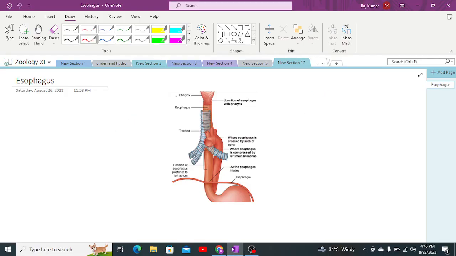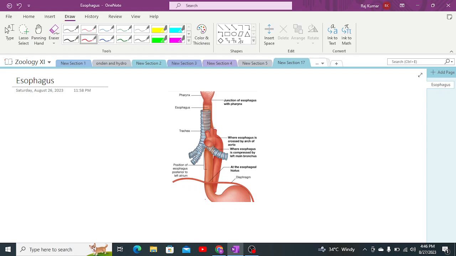What is the esophagus? It is basically a narrow, muscular, pipe-like structure which extends from the pharynx to the stomach. It acts as a pathway from the pharynx to the upper region of the abdominal cavity. It has no bones or cartilages or such structures. It only has muscles.